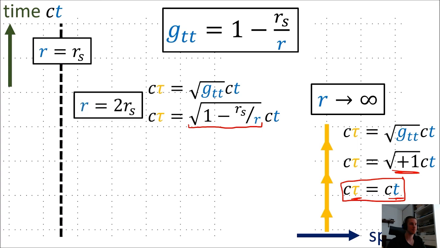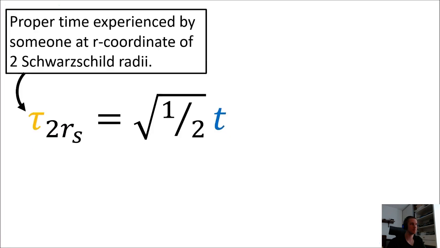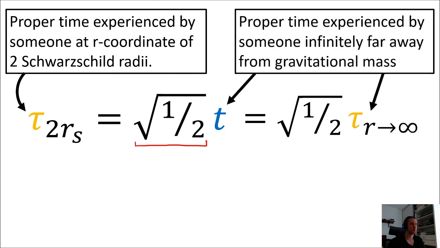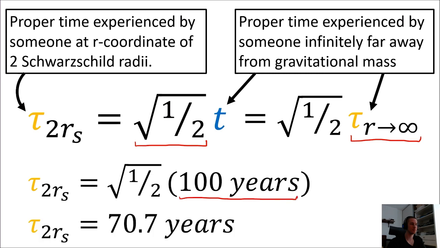For example, at a distance of 2 Schwarzschild radii, the conversion factor becomes the square root of 1/2, which is about 0.7071. So the proper time for someone at a distance of 2 rs is equal to the square root of 1/2 times the coordinate time, where the coordinate time is basically the proper time for someone at an infinite distance away from the mass. This means that 100 years for someone far away is experienced as only 70 years for someone hovering at a distance of 2 Schwarzschild radii.